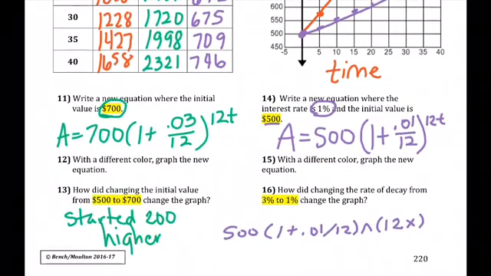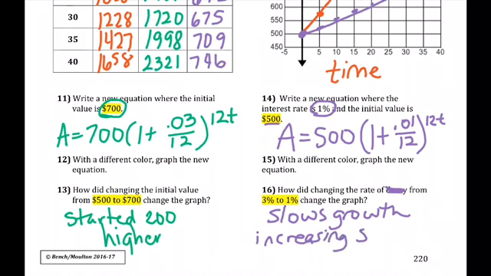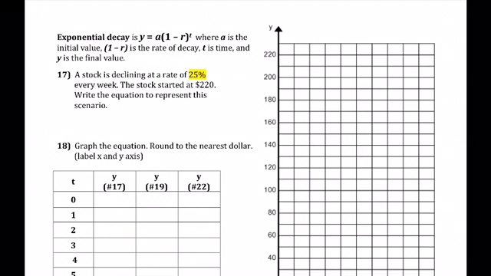So as we answer the next question, how did changing the rate of decay, or sorry, that shouldn't say decay, how did changing the rate of growth from 3% to 1% change the graph? I think what we meant is it's going down from 3% to 1%, but it's still growing. So we're just going to say it slows the growth. Or you can say that it's increasing. It still is increasing, but it's increasing much slower. And so just understanding what changing a number does to your equation and your graph and what that means, that's the big idea here.